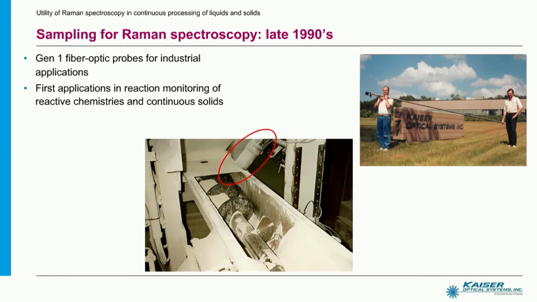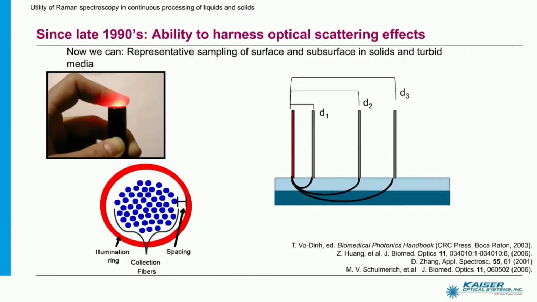And since the late 1990s, we can now start to get representative sampling in solids and turbid media by changing the geometry of the collection fibers with respect to the excitation. So this is an example here using a concept called spatially offset Raman spectroscopy, where you're physically separating the excitation from the collection fibers. And we can see that D1, D2, and D3 sample different volumes.